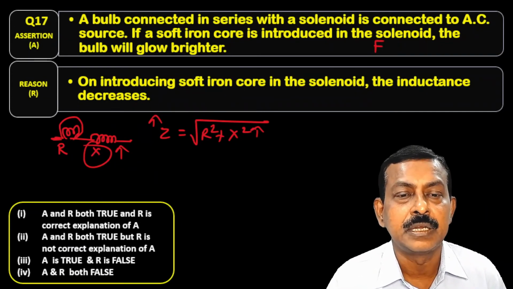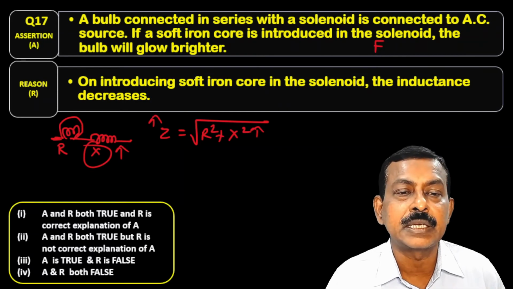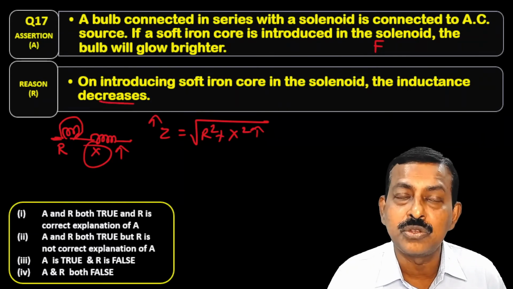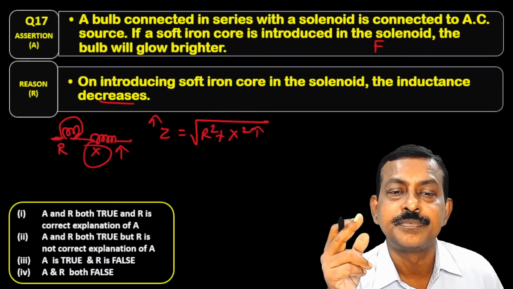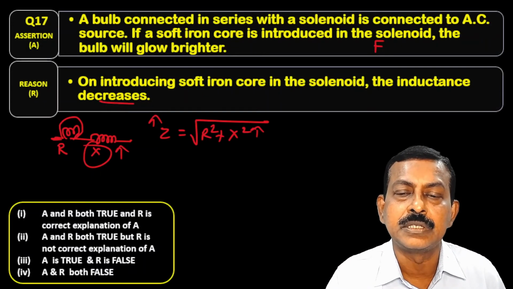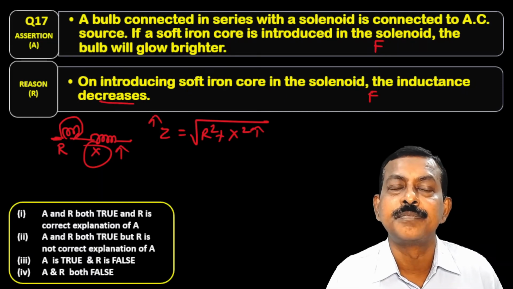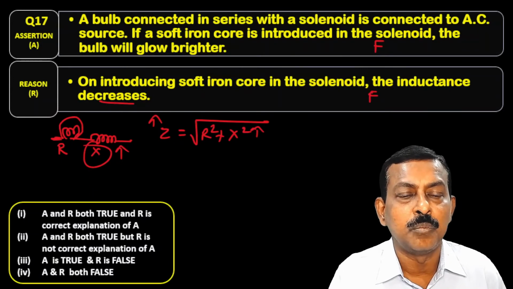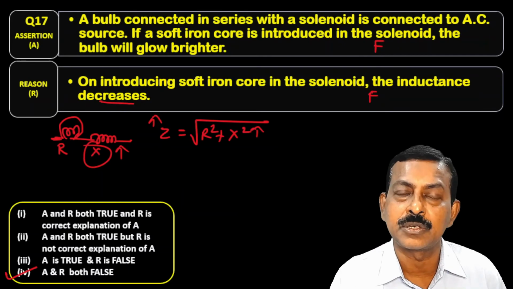And here, if you consider the reason part, on introducing soft iron core in the solenoid, the inductance decreases. Now, this is also false. Its inductance will increase. So, if you consider its inductance, it is increasing there. So that means this part will also be false. So obviously, here both are false. So, the fourth one is the correct option.